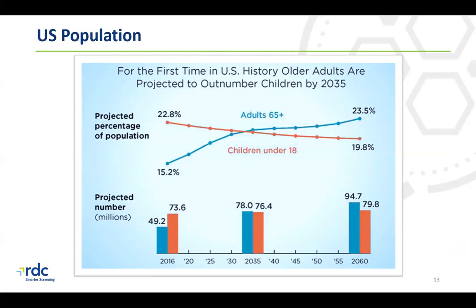Now on to the United States. In 2035, the elderly population is going to outnumber children for the first time in US history. As elder populations rise, so does elder fraud. So this is just one of the many contenders for why we need to address elder fraud as soon as possible and stop it before even more people are affected.